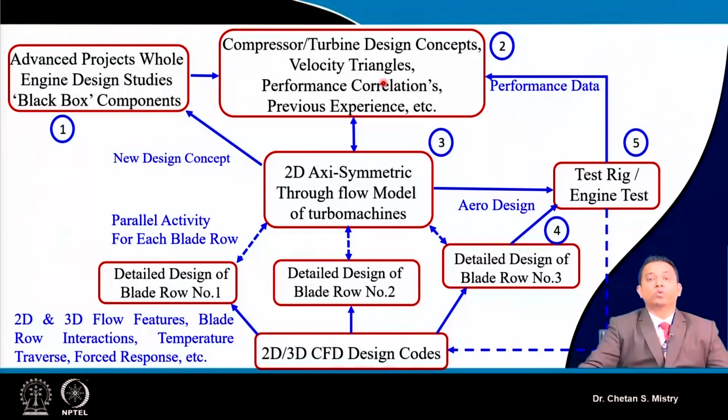Now what we need to do is the initial design or preliminary design, what all we have discussed up till now. People who are working in this aerodynamic design aspect or mechanical design aspect have their previous experience and their whole database available with them. With that they will be doing 2D axisymmetric analysis, then after they will go with detailed analysis for different blade rows.